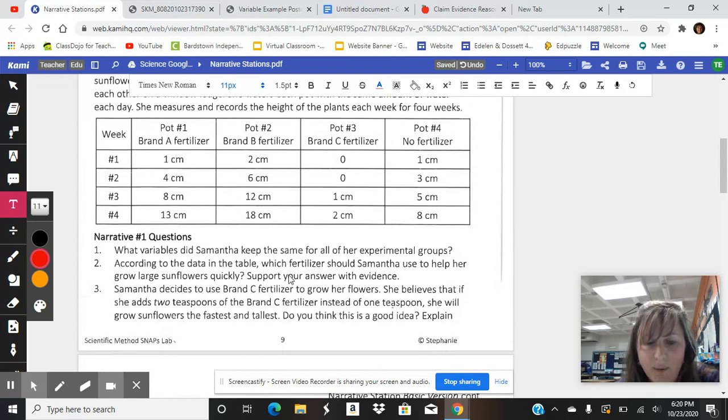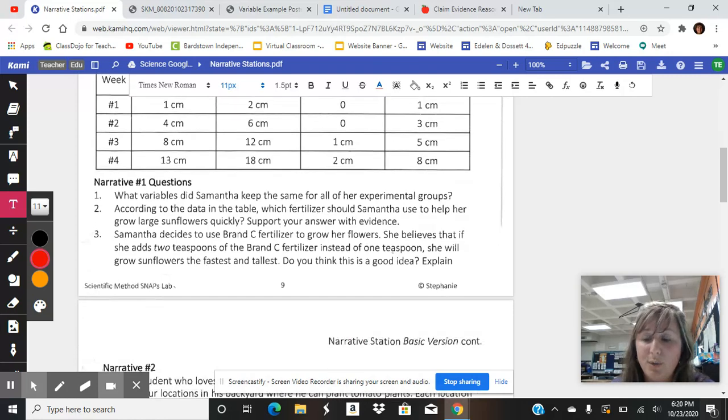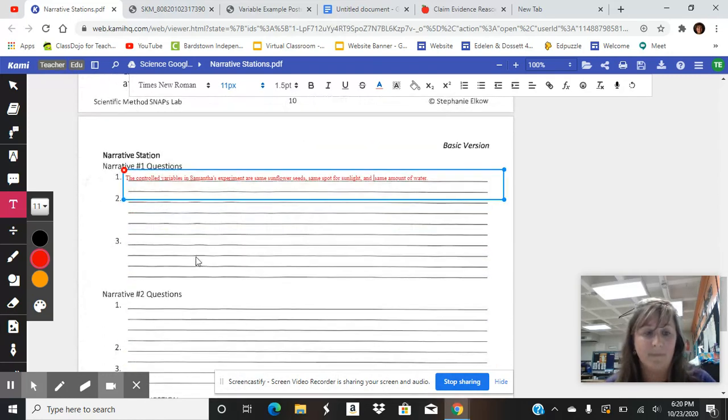According to the data in the table, which fertilizer should Samantha use to help her grow large sunflowers quickly? So if I'm looking at my chart, which fertilizer should she use to help her sunflowers grow quickly? Support your answer with evidence from the text. So if I wanted to grow quickly, we said that pot number 2, brand B fertilizer, look, it grew the most. It like doubled in size. So we're going to put pot number 2, brand B fertilizer.